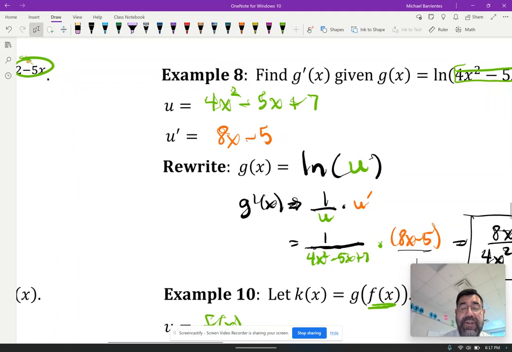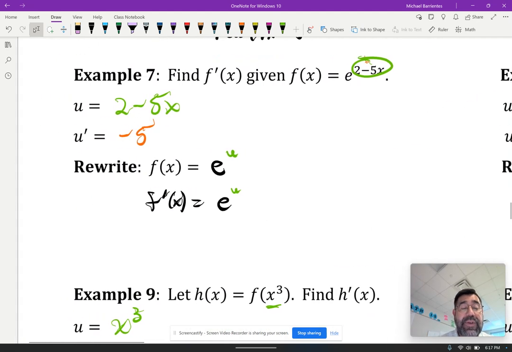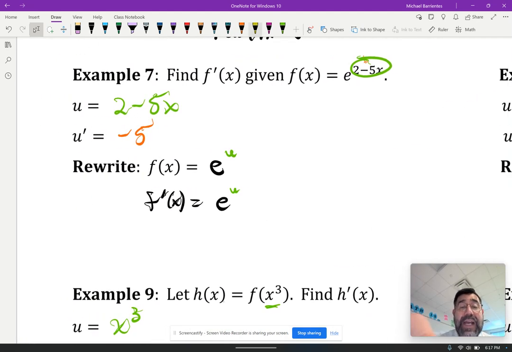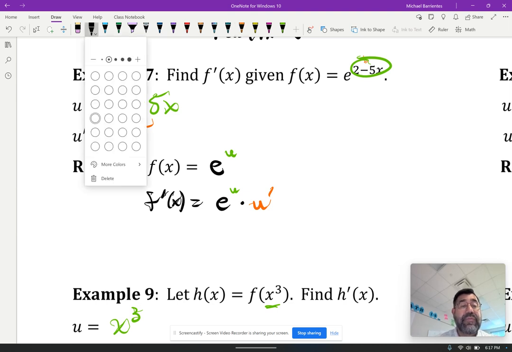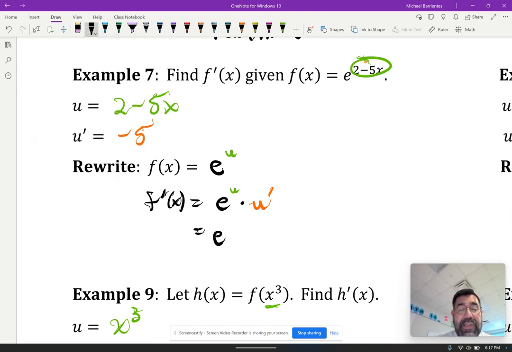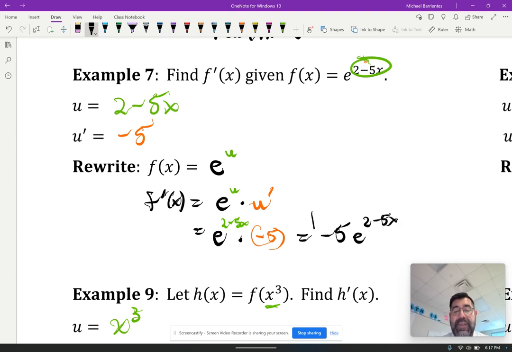I don't know if I did it over here. I did not. Oh, I did. Here, g prime of x is that. So f prime of x is e to the u times the derivative of u, which is u prime. Oh, but I have u, not x. It's e to the 2 minus 5x times u prime, which is negative 5. Or I would just write it as negative 5e to the power of 2 minus 5x. And there's our answer.